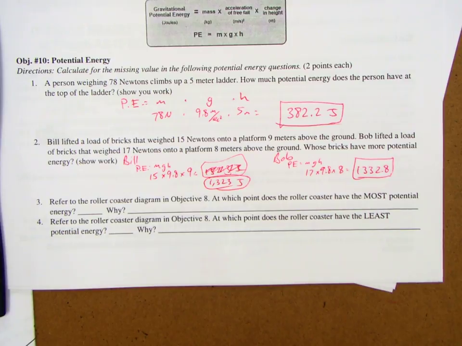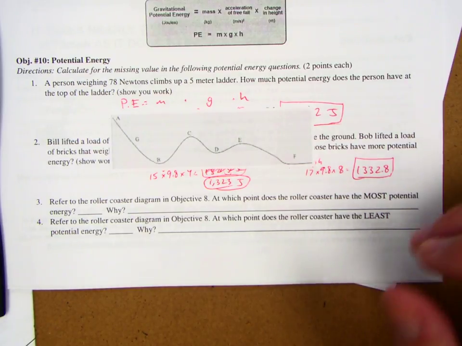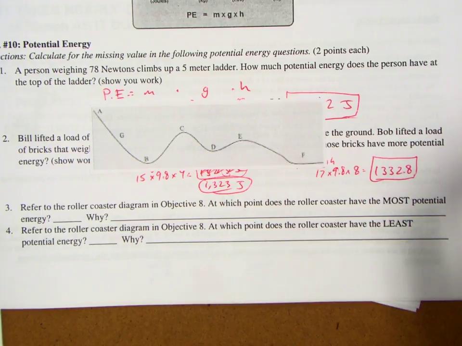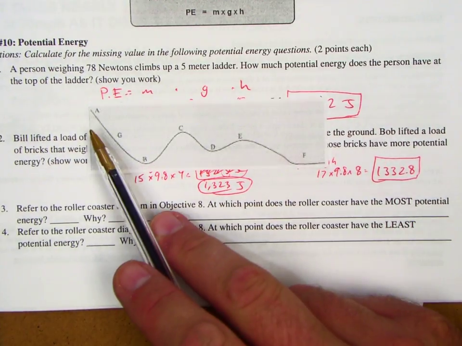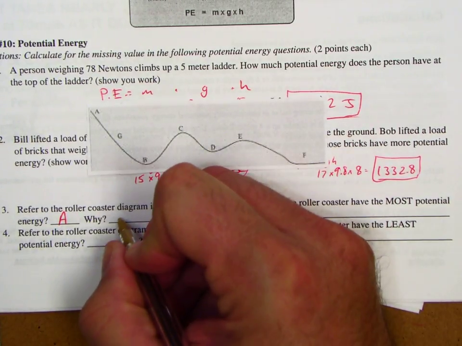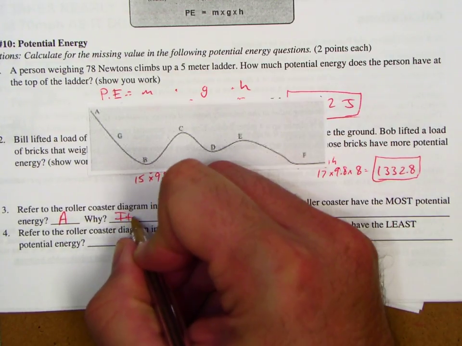Number 3 says, refer to the roller coaster diagram in objective 8. At which point does the roller coaster have the most potential energy and why? Well, that diagram looks a little something kind of like this. So when we look for the most potential energy, that's the point at which the roller coaster is the highest above the ground. So that would be in position A. So position A, why does it have the most potential energy? Because it's the highest above the ground.